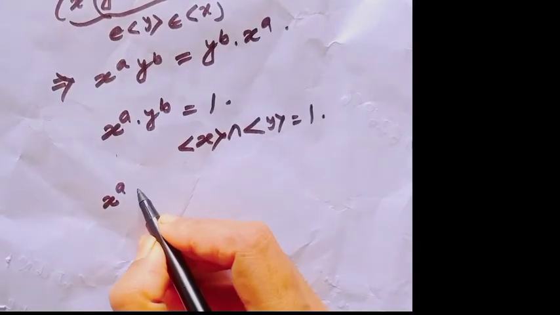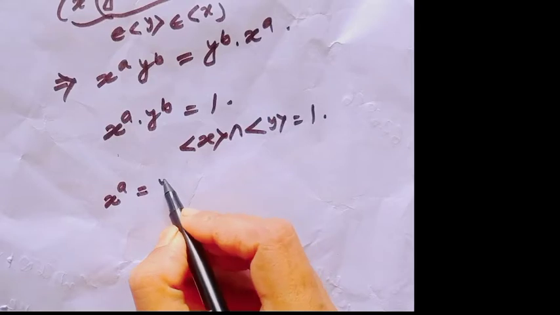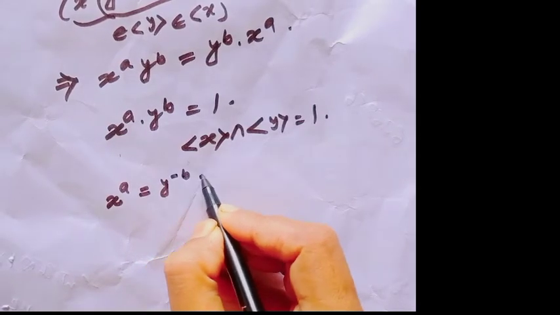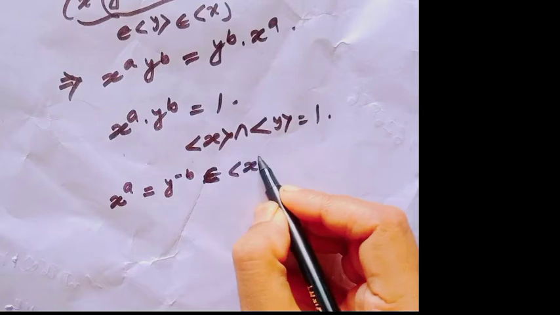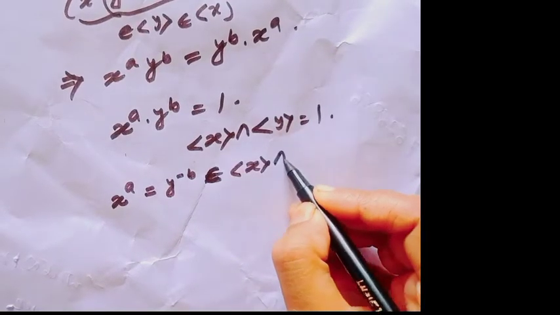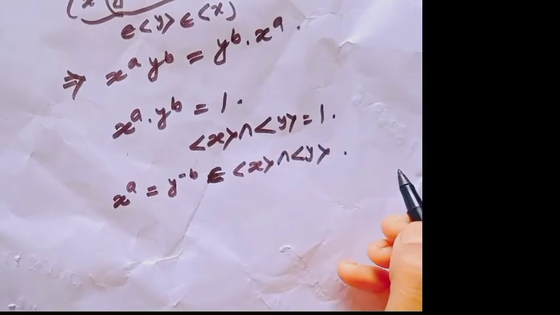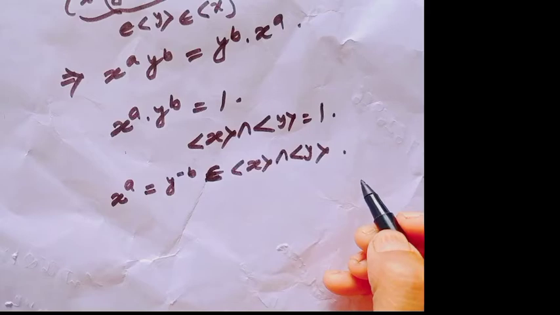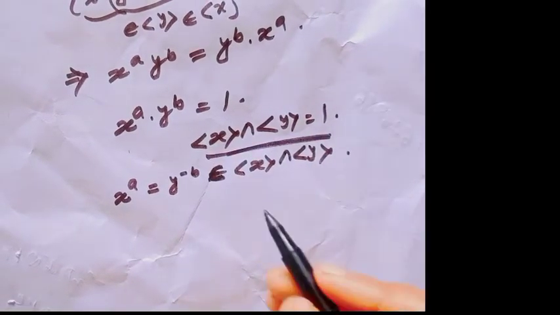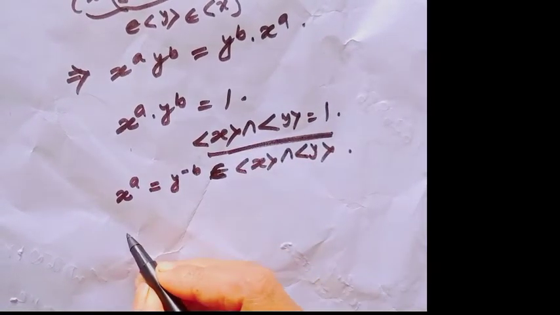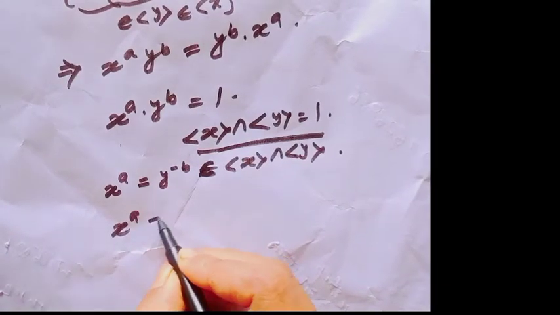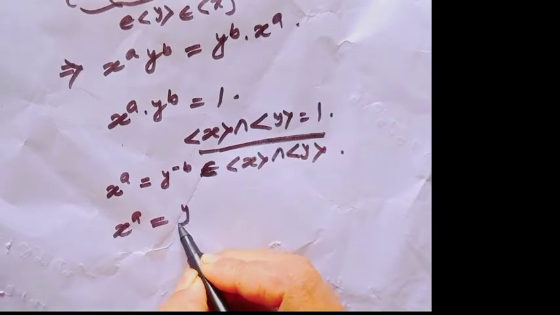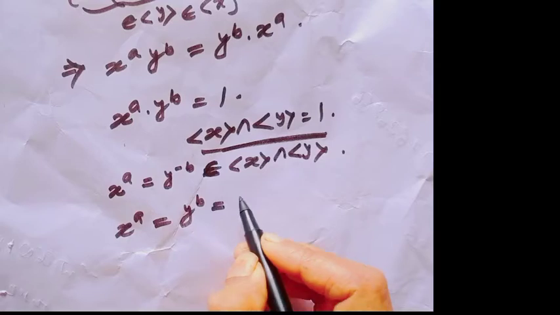We can write x to the power a equals y to the power minus b, which belongs to the cyclic subgroup generated by x intersection the cyclic subgroup generated by y. And since this is equal to 1, we can tell x to the power a equals y to the power b, always equal to 1.